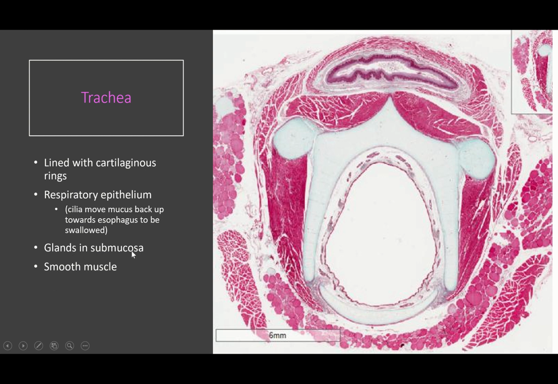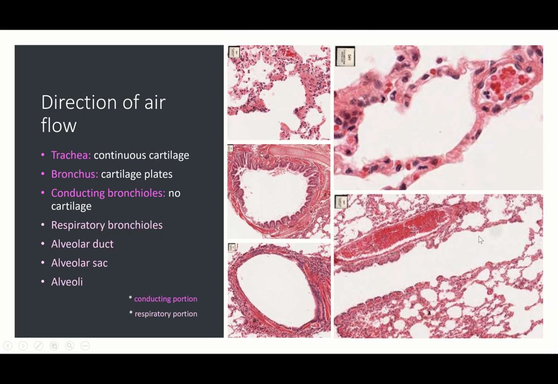It also has glands in the submucosa, and then there's a ton of smooth muscle, right? And that smooth muscle helps to either constrict or dilate your trachea, right? So whenever you're sick or whenever you are going for a run and you really need to dilate your trachea because you need to breathe in deep. Okay. So now we're going to talk about the direction of airflow, right? So we talked about the nose, we talked about the trachea and how the trachea has continuous cartilage.